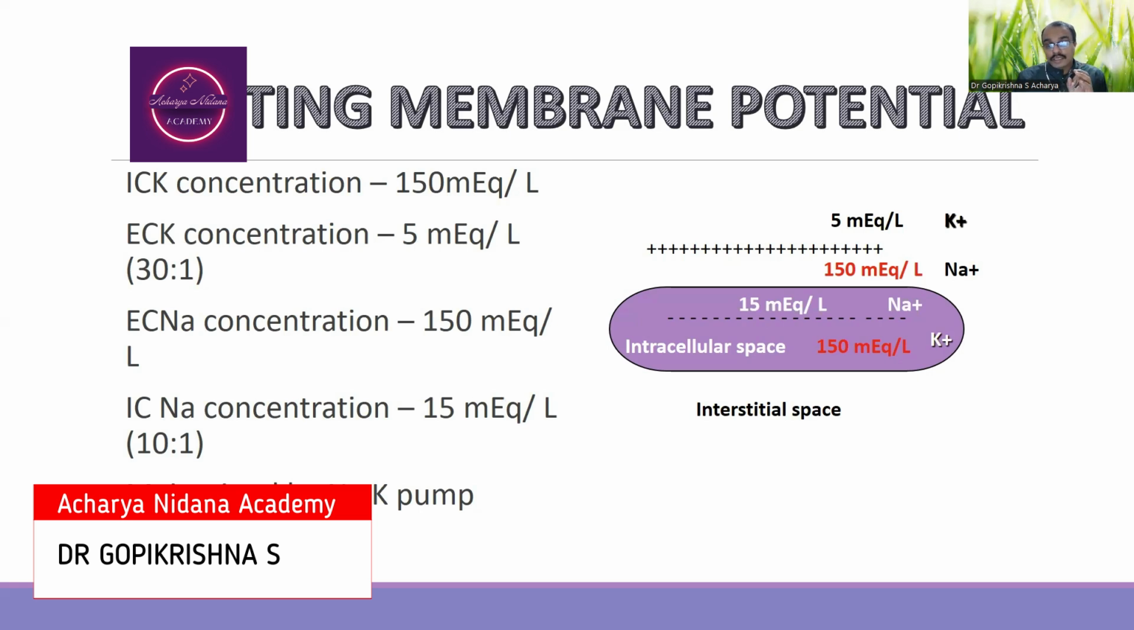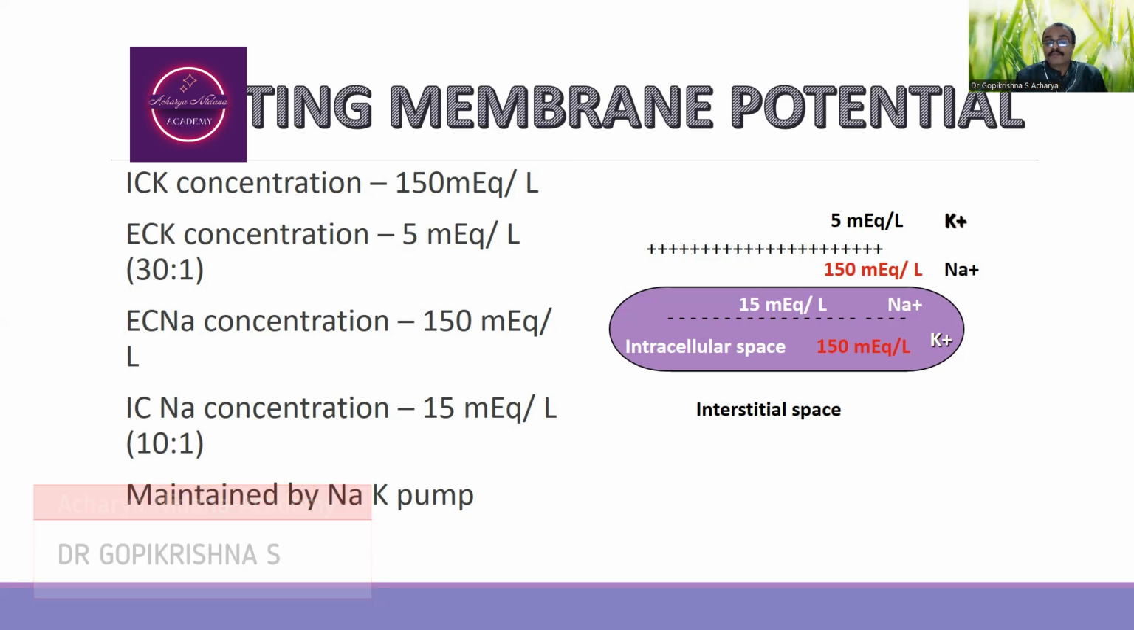So here, intracellular potassium ion is present up to 150 milliequivalents per liter, whereas extracellular potassium ion is 5 milliequivalents per liter. That means 30:1. Whereas extracellular sodium ion concentration will be up to 150 milliequivalents per liter, whereas intracellular sodium ion concentration will be up to 15 milliequivalents per liter. This is maintained by the sodium potassium pump.